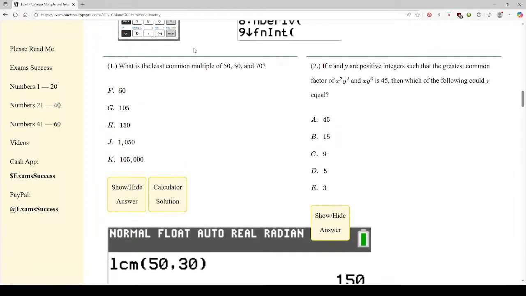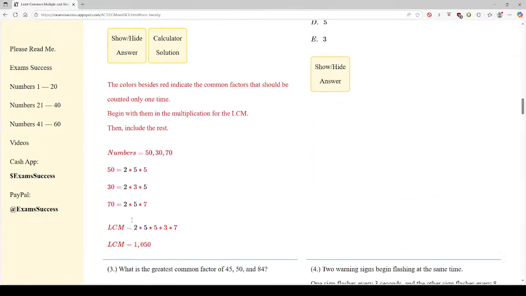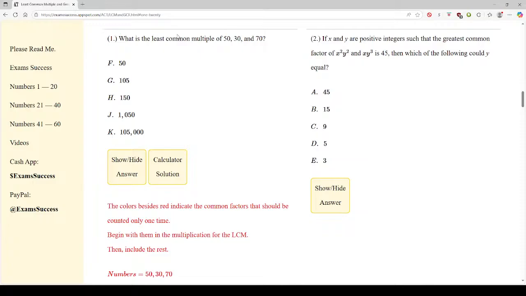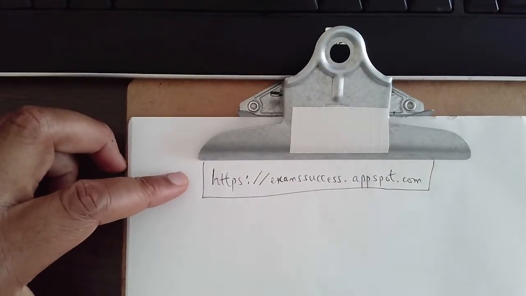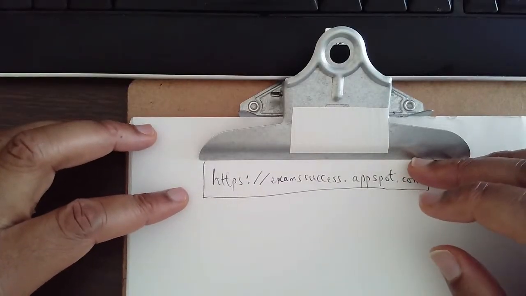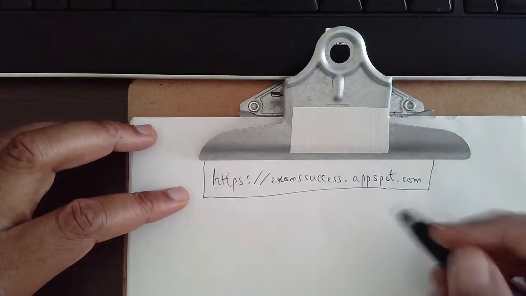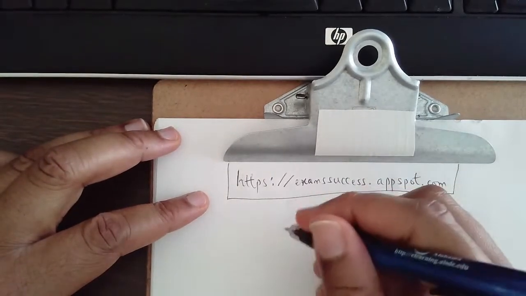But let me start with doing it by hand, 50, 30, 70. I kind of explained it here, but let me show you also how to do it here. The first one is the LCM of 50, 30, and 70. Just watch me as I do it. This method is known as the prime factorization method. 50, 30, 70. So we have a 50.